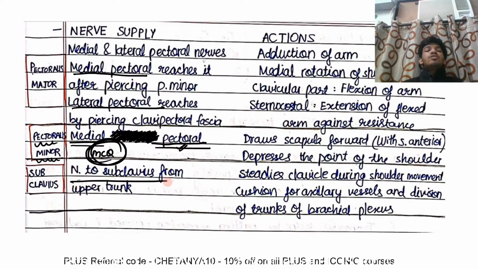Subclavius is supplied by the nerve to subclavius, which arises from the upper trunk of the brachial plexus.